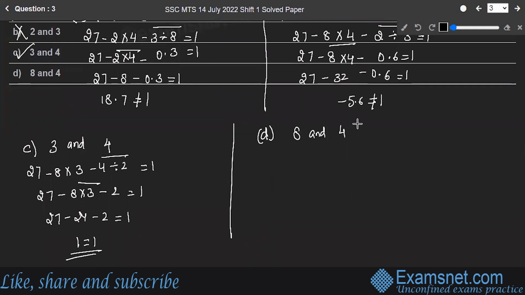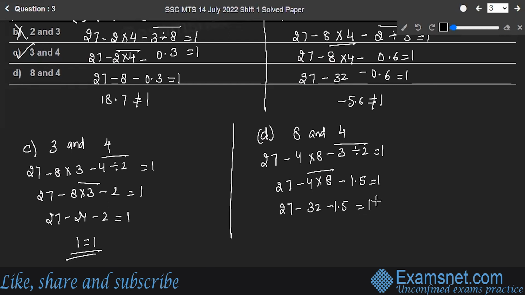Last one, 8 and 4. We have got our answer, but still we will validate option D as well. Okay. So after interchanging 8 and 4, this whole expression or equation becomes 27 minus 4 multiply 8 minus 3 divided by 2 should be equal to 1. Let's go with the division. So 27 minus 4 multiply 8 minus 1.5 should be equal to 1. Next is the product of these two: 27 minus 32 minus 1.5 should be equal to 1, which gives you minus 6.5. This is not equal to 1, so this is also incorrect.